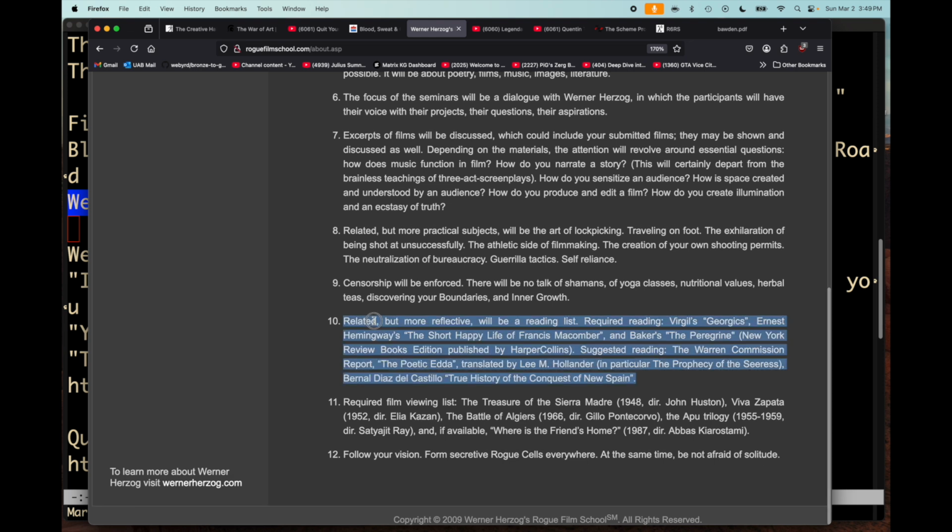Yeah, and then here's a reading list. Okay, this is for filmmaking. Virgil, Hemingway. And then Baker's The Peregrine, which is a book I haven't read, but I need to read. And then the film list. Okay. And then number 12, follow your vision. Your vision. Do you have a vision? I have a vision. Form secretive rogue cells everywhere.